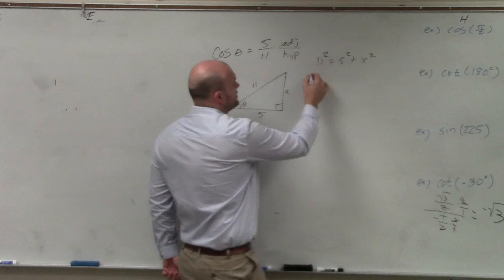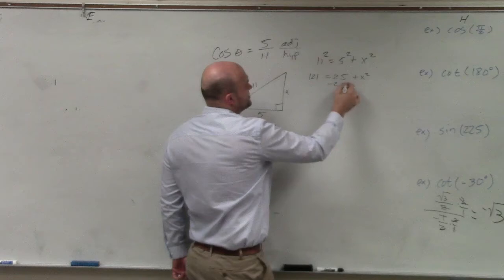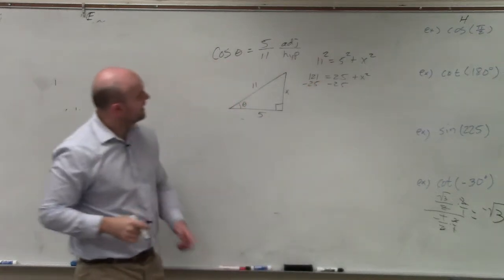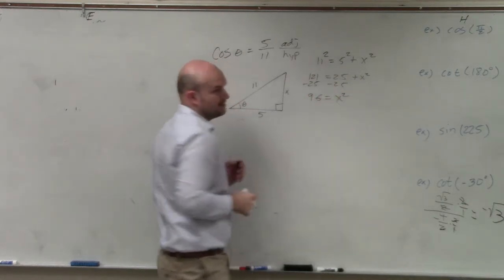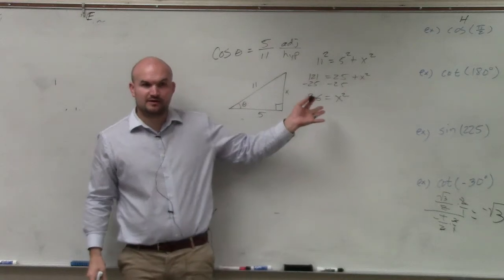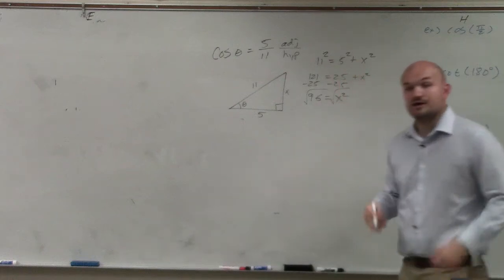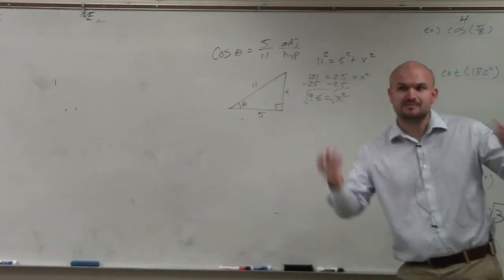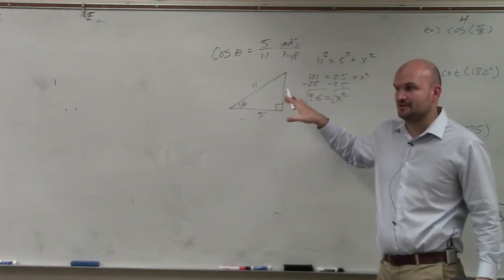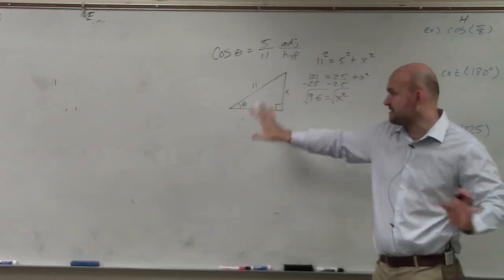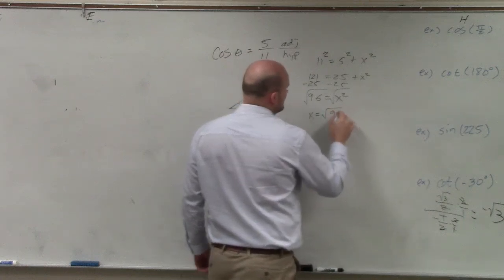So therefore, I have 121 equals 25 plus x squared, minus 25, minus 25. And that's going to give me 96. Is everybody following me with my Pythagorean theorem from geometry? Then you take the square roots. Now, you could say you're introducing the square root, so you have to do plus or minus. But we have to think about this in the context of the problem. Does it make sense for us to have a negative side length? No, because we just have a random triangle, right? So therefore, x equals the square root of 96.